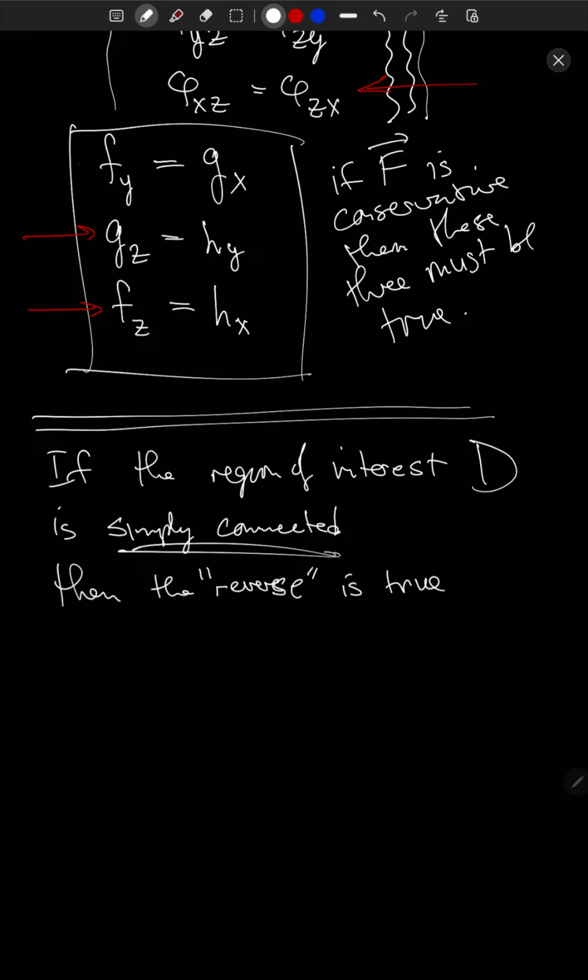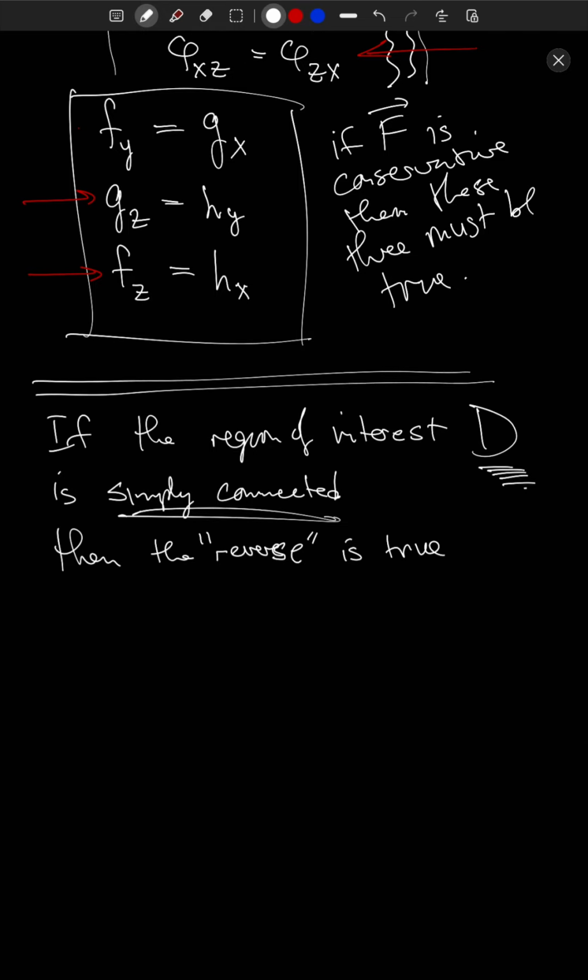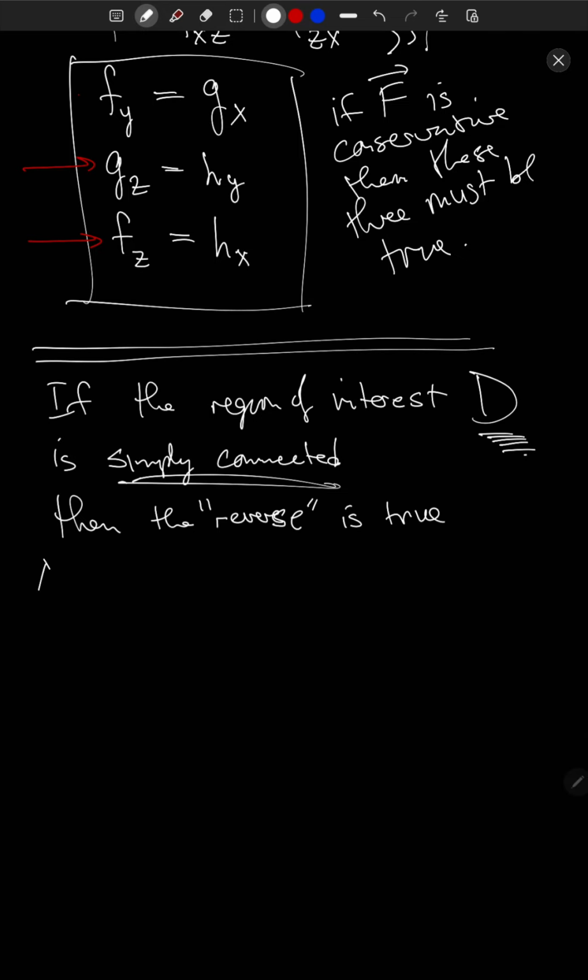In other words, if you have a vector field f, and you're in a simply connected region D, your entire world is the simply connected region D, then if f sub y equals g sub x, and also g sub z equals h sub y, and also f sub z equals h sub x, then you're conservative. All right, so altogether, let me put an exclamation point there.